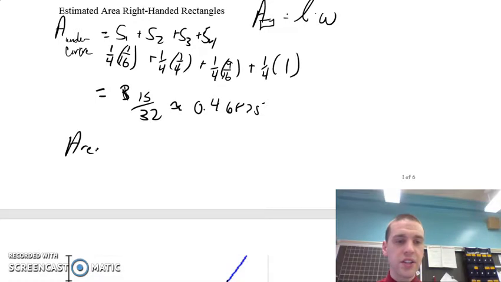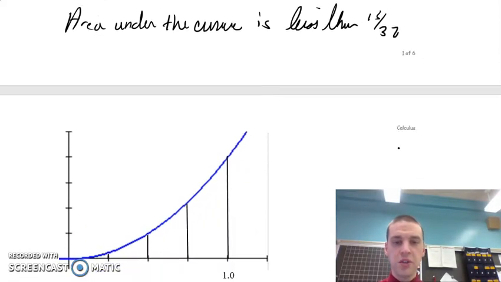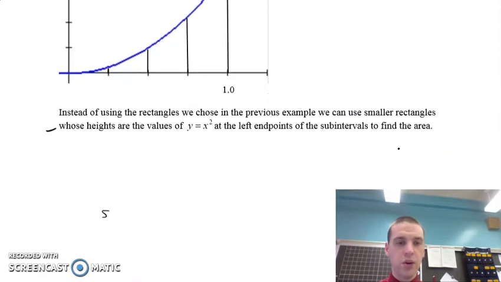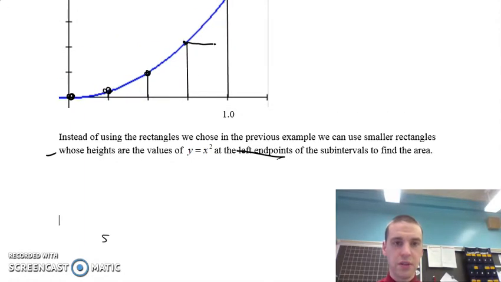And so what do we know? We know that the area under the curve is less than 15/32. So then, what could we do the other way? Well, we could look at it from the left endpoints, being the left endpoints here, there, there, and there. And we could make our rectangles. I know they're not perfect. Again, fill them in. And yes, I cannot fill all those in. And you would get the same thing.